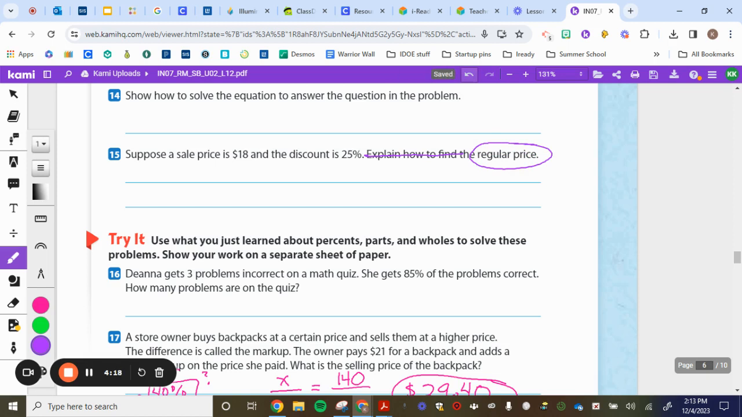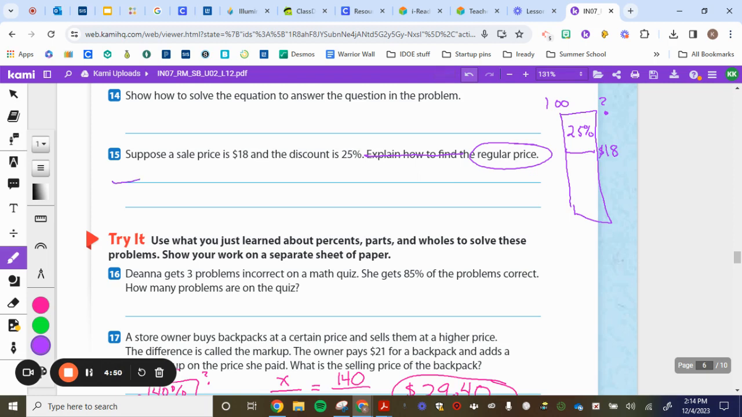So first, I like to make a tape diagram. I'm going to make it over here at the side. So this is a discount of 25%. So I know once again, that's going to be less. So 25% off. So this is 100%. And the sale price is $18. So the total price, the regular price, is what we're trying to find, the original amount. And then the sale price is $18.